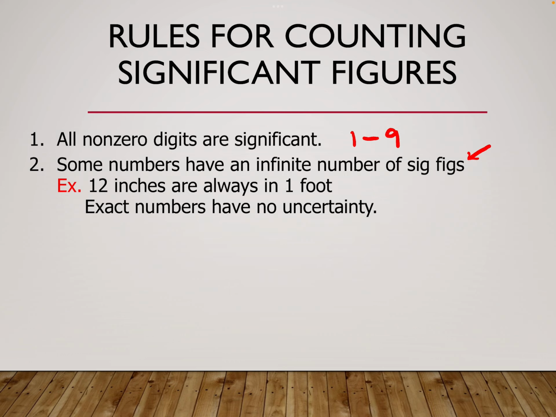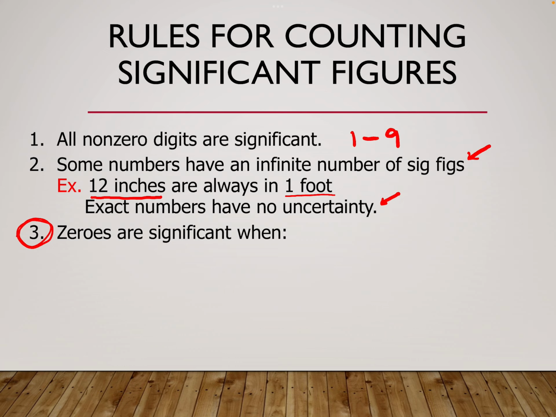I counted 1, 2, 3. I have 3 cats. I have exactly 3 cats. So they have an infinite number of significant figures. Also, things by definition, like there are exactly 12 inches in 1 foot. Exactly. So anything by definition, that will also be exact. And these exact numbers have no uncertainty. Okay? So like I said before, anything 1 through 9, they are significant, but these zeros are the ones that are sometimes significant and sometimes not. And the zeros are what throw people off.